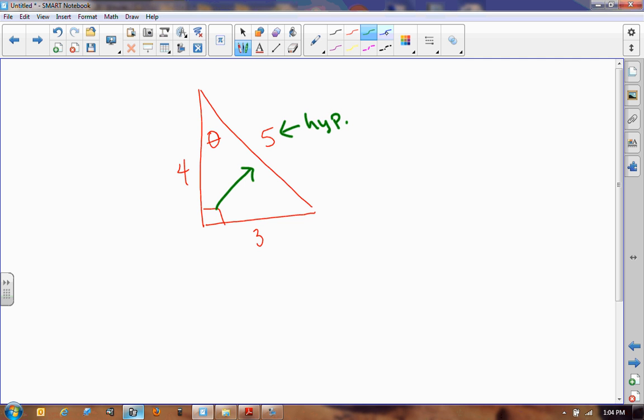Second thing I've got to identify is where's the opposite side? Well, here's my eye. What does my eye see? It sees what's across from me. So that's the opposite. You never see what's next to you. So what's next to you is what's left. That's the adjacent side.